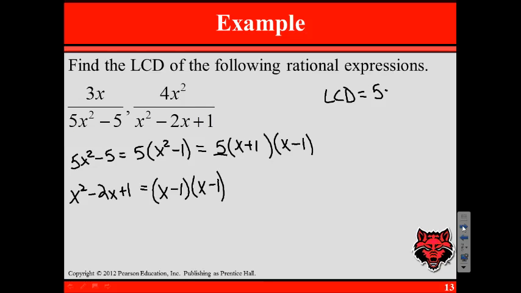We write one factor for our answer. We then go to x plus 1. We have one factor of x plus 1 in the first factorization. We don't have any factors of x plus 1 in the second factorization, so the most we ever see the factor x plus 1 is one time. We write one of those.